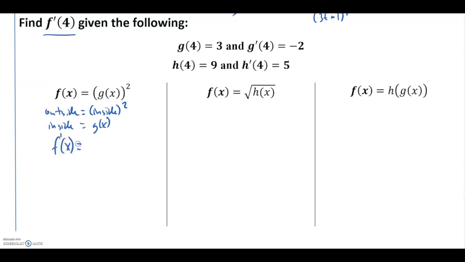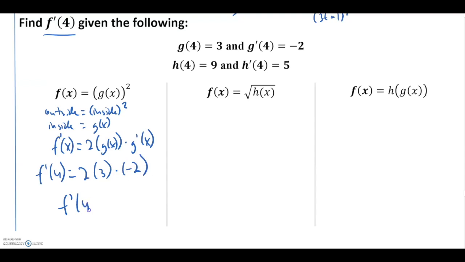F prime of x will equal the derivative of the outside, which is 2 times the inside function raised to the first power, times the derivative of the inside function. And evaluating that at 4, we'll get 2 times g of 4, which is 3, times g prime of 4, which is negative 2, and f prime of 4 equals negative 12.